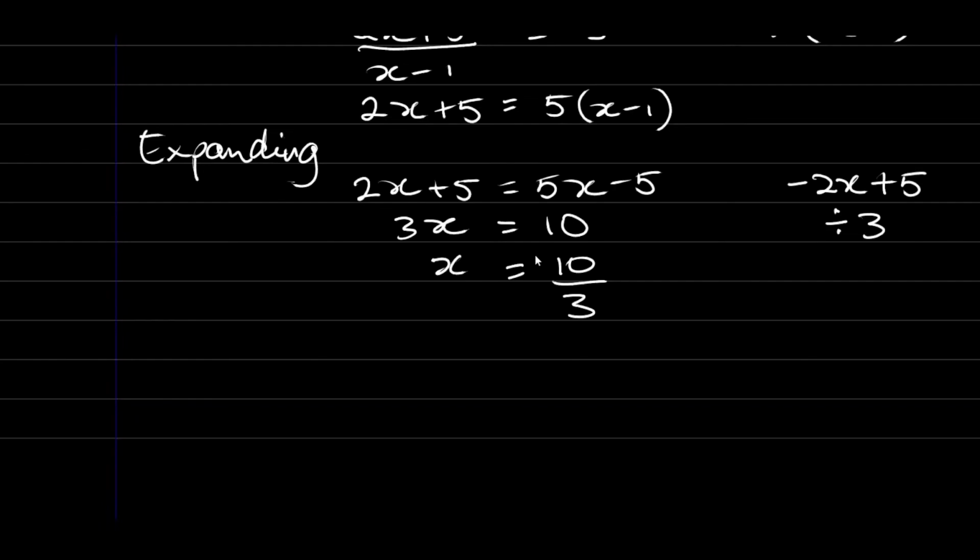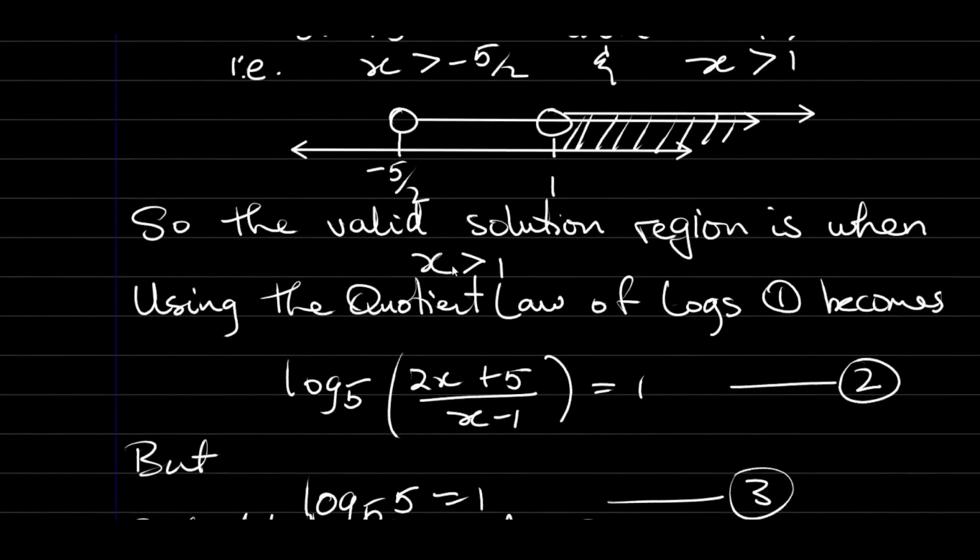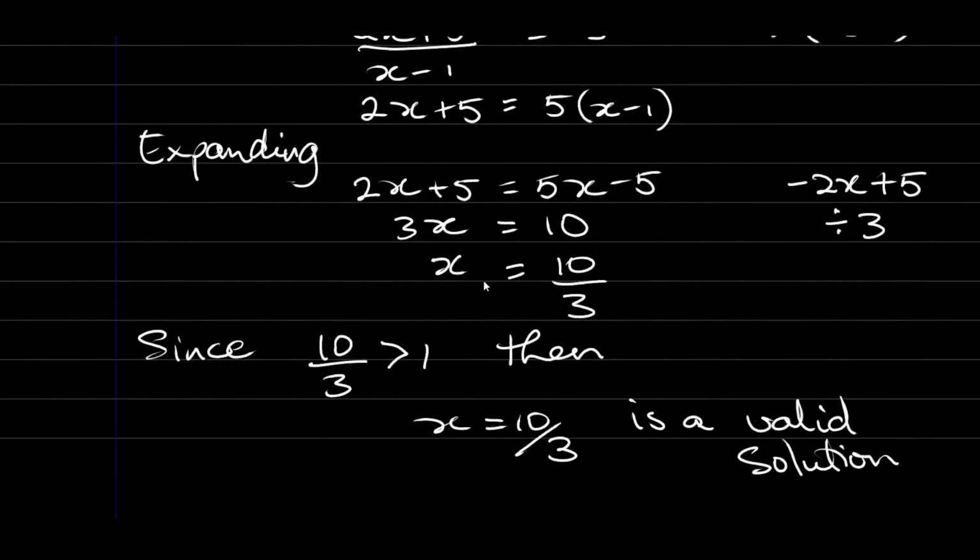All right, now, since 10 over 3 is greater than 1, then x equal to 10 on 3 is a valid solution, right? So this is a valid solution for this here, right? And then I think we can go on to the next number here. Remember, this is the condition that we had. Whatever value we have to get, it has to be greater than 1. This here is definitely greater than 1, so that's why it's a valid solution.